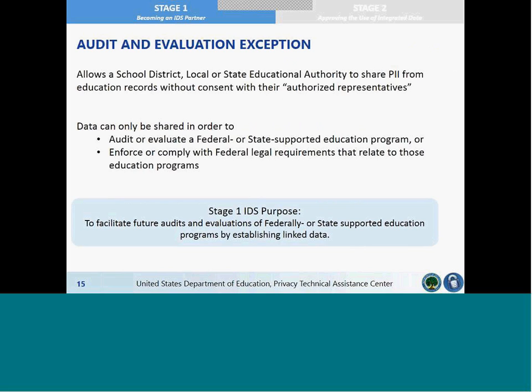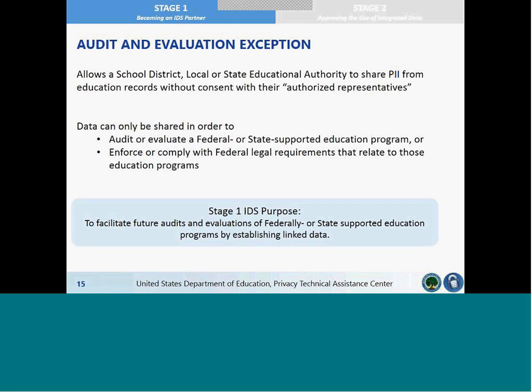So let's talk about the audit and evaluation exception first, since this has the broadest relevance. Put briefly, the audit and evaluation exception allows a school district or a local educational authority or a state educational authority to disclose PII from students' education records without consent to their authorized representatives. And the regulations specify this definition of authorized representative, but it's essentially any third party who is acting on behalf of the school district or SEA or LEA, who has been properly designated and who will be performing an audit or evaluation of a federal or state-supported education program.